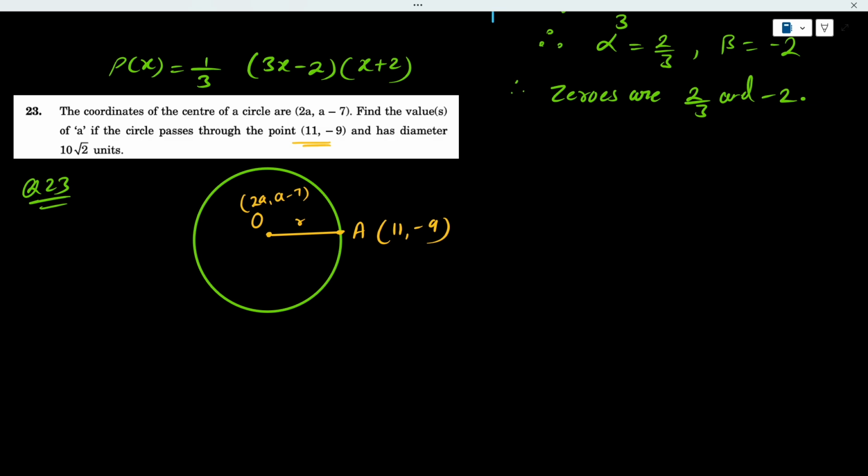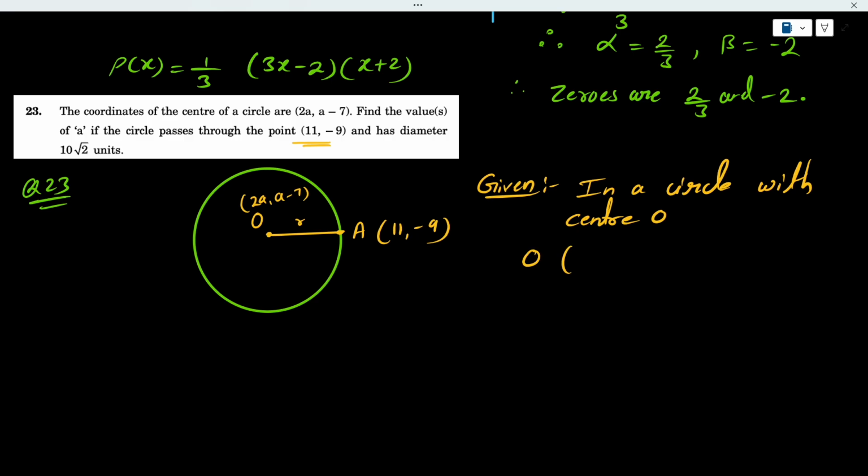So, the diameter is given. What is given here? First, write down the given. In a circle with center O, the coordinates of O are 2a comma a minus 7, and A is 11 comma minus 9. What else is given here? The diameter is equal to 10 root 2 units.